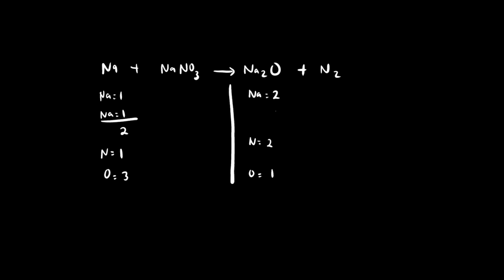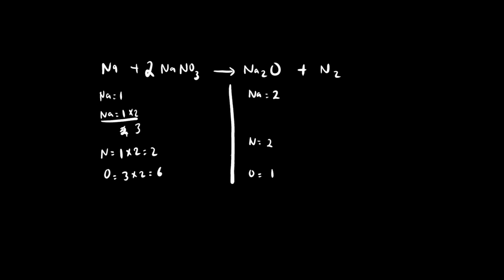The sodium is already balanced, nothing to do for that. Let's go ahead and try to balance the nitrogen now. Least common multiple of 1 and 2 is 2. So let's introduce a coefficient of 2 in front of the sodium nitrate. So now we have 2 nitrogen on the left, 6 oxygen on the left, and a total of 3 sodium on the left. So we've balanced the nitrogen.